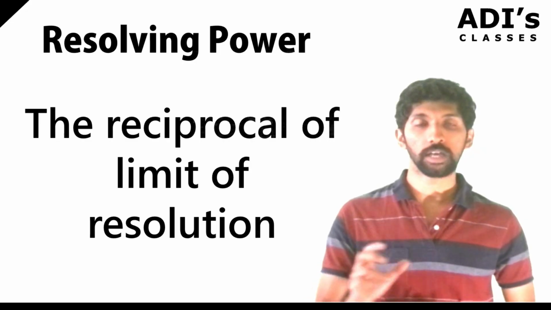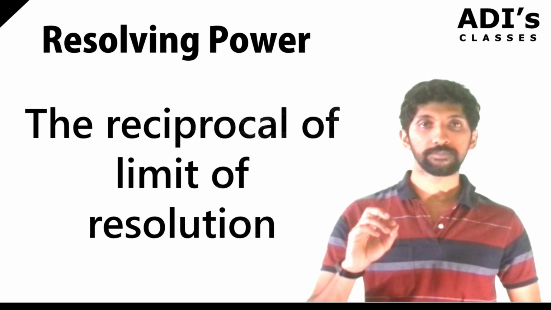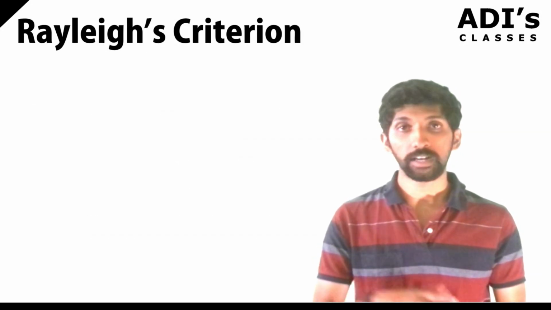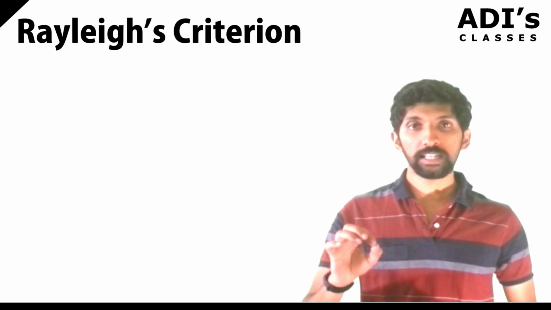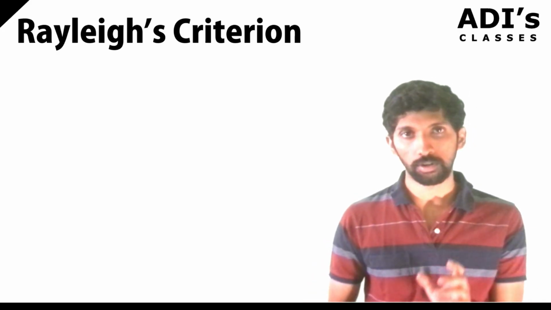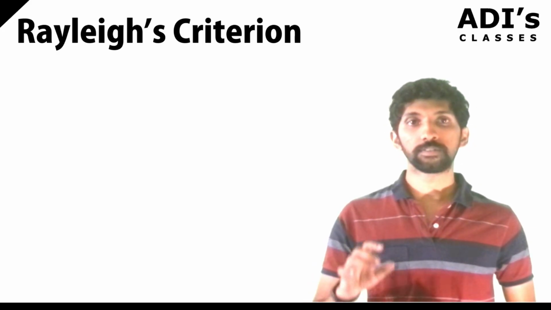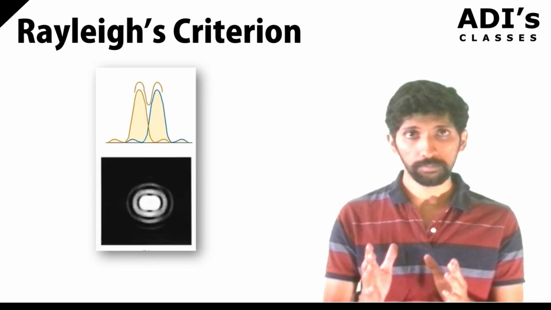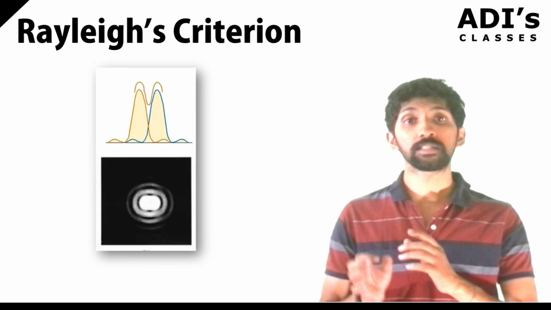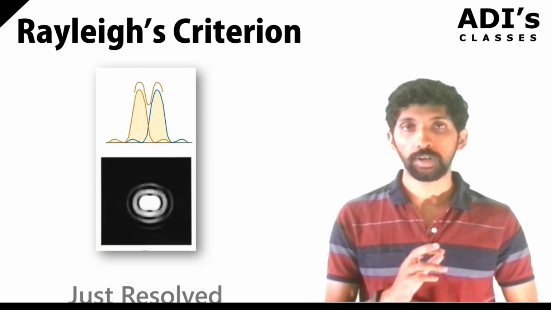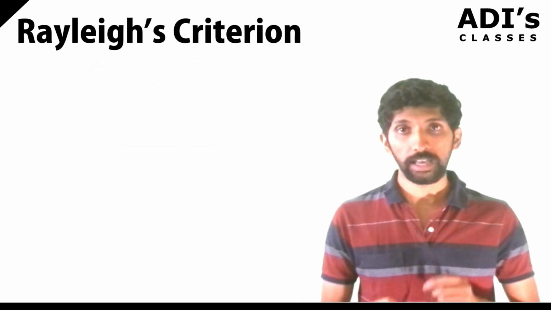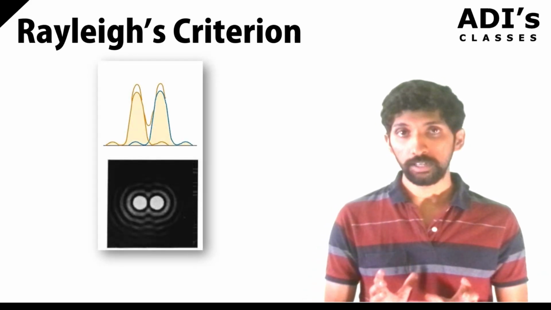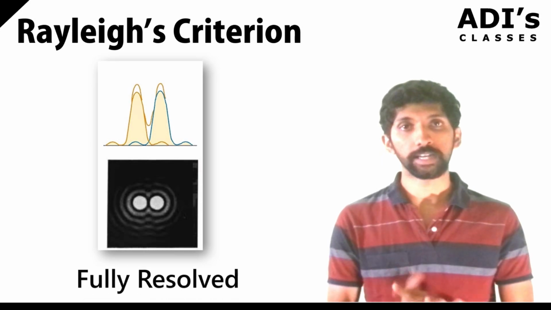Okay, so now what we have is 3 important points. So these 3 criteria you can see, these conditions. Now we say that 2 objects are just resolved if the separation between the central maximum is something like this. See, this is just resolved. Okay. The second condition is 2 objects are said to be very well resolved. Then this is the figure that we get.